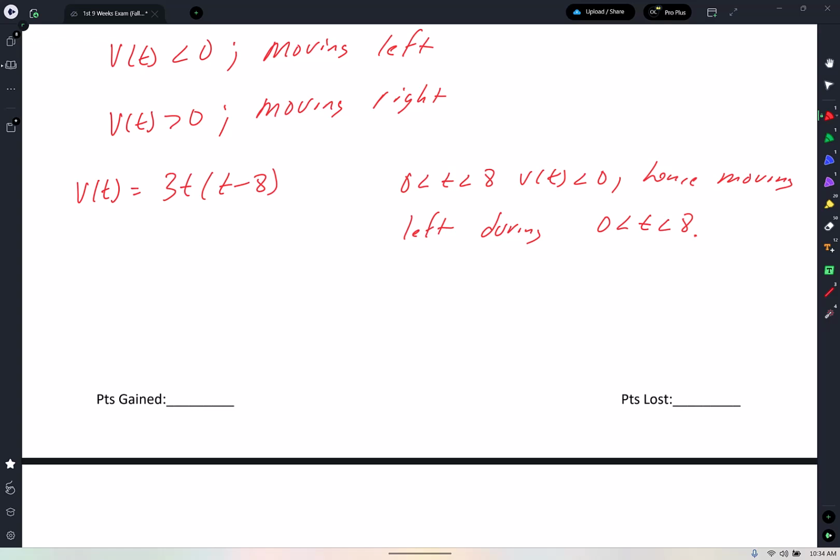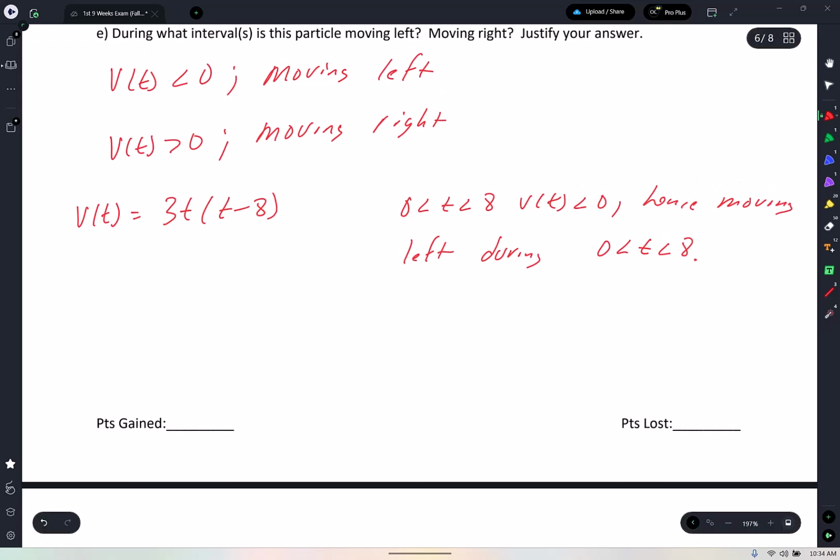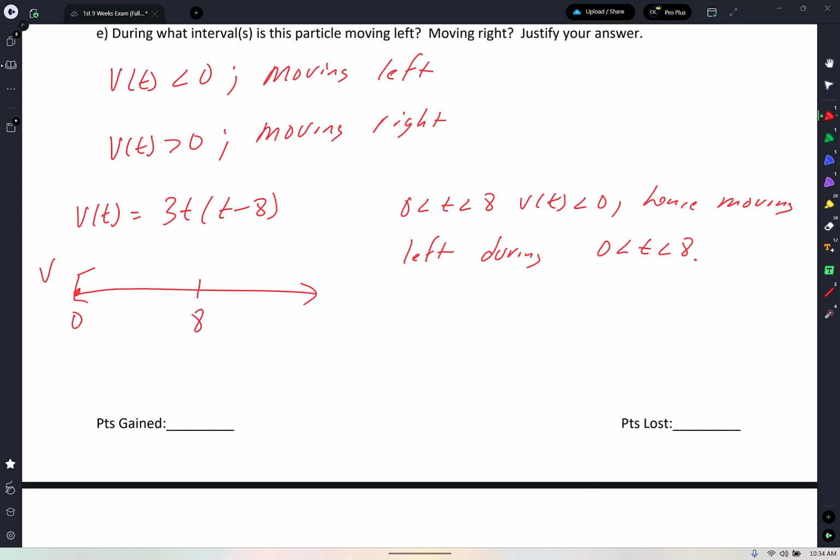Does that make sense? No, ask me, guys. I can't read minds if you don't ask me questions. So I heard someone say no. If I were to make a number line, so here's a number line, and I'm going to say this is 0 and this is velocity, and 8. If I pick any number, give me any number between 0 and 8. 2. 3 times 2 is 6. 2 minus 8 is a negative number. Positive times a negative is a negative. Velocity is negative between 0 and 8. So if you're negative, you're moving to the left.